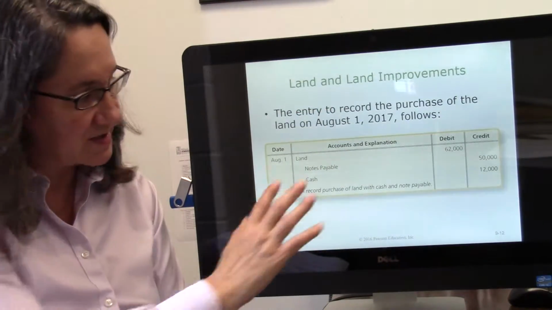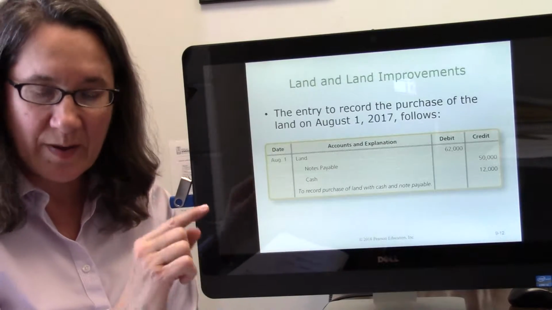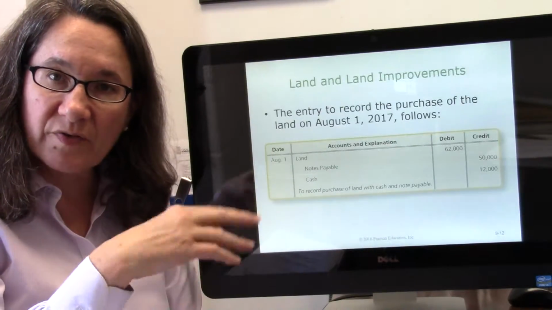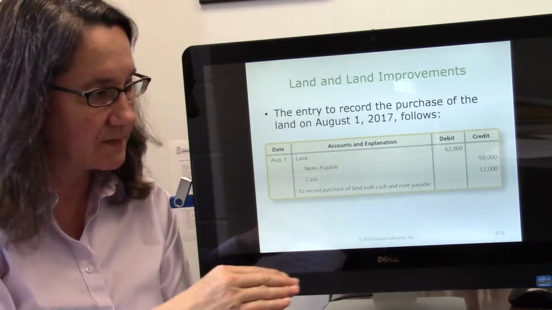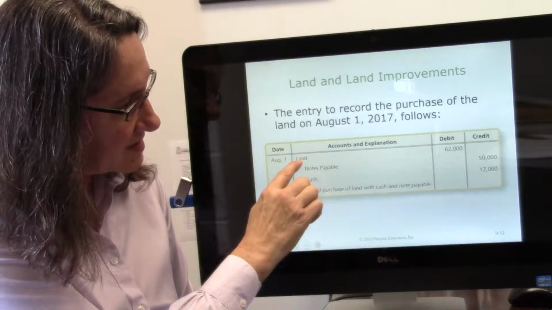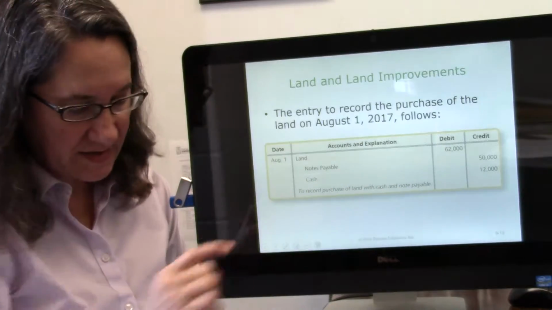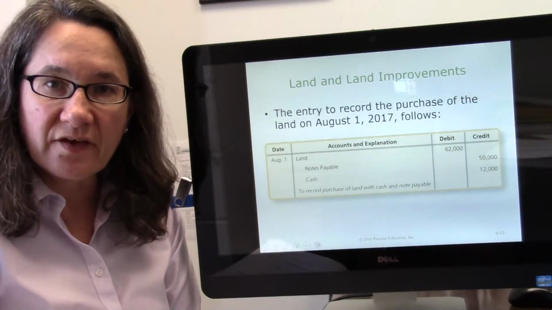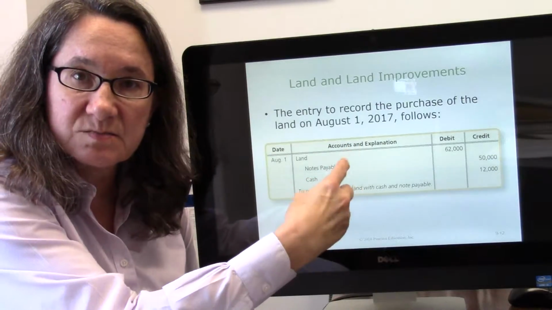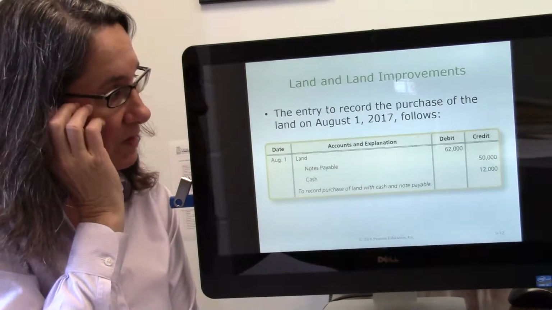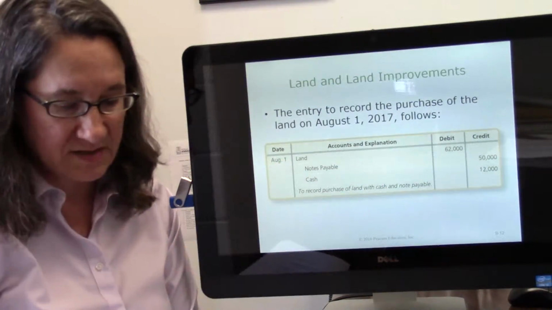So as you can see, as you recall, we did the note payable for $50,000. All those other little items, like the taxes and the survey, we paid cash for. So land, the asset land, increases with a debit, $62,000. That's why we had to calculate the cost, because we got to put it on the books. This is putting it on the books right here. All right, so land, $62,000.